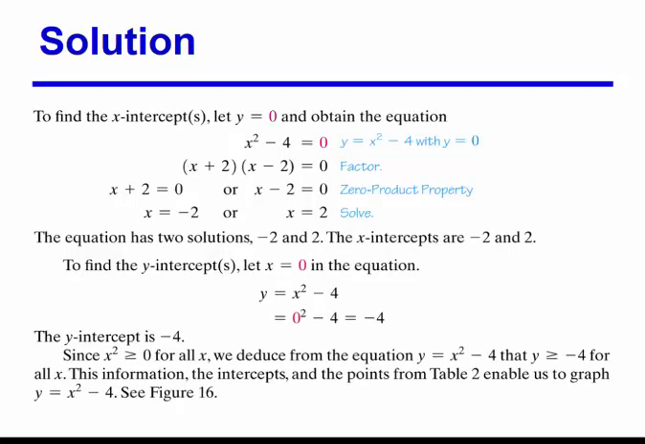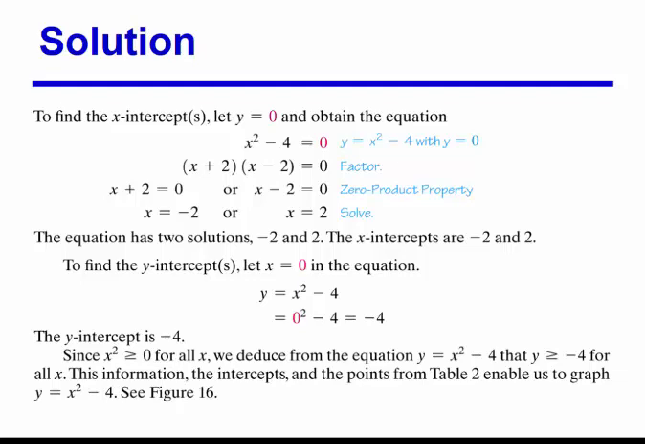So for the first one, to find the x-intercept, we're going to let y equal 0. The original was y equals x squared minus 4, so now it becomes x squared minus 4 equals 0. You solve for x, and you get plus or minus 2. So the equation has 2 solutions, and the x-intercepts are negative 2 and positive 2.